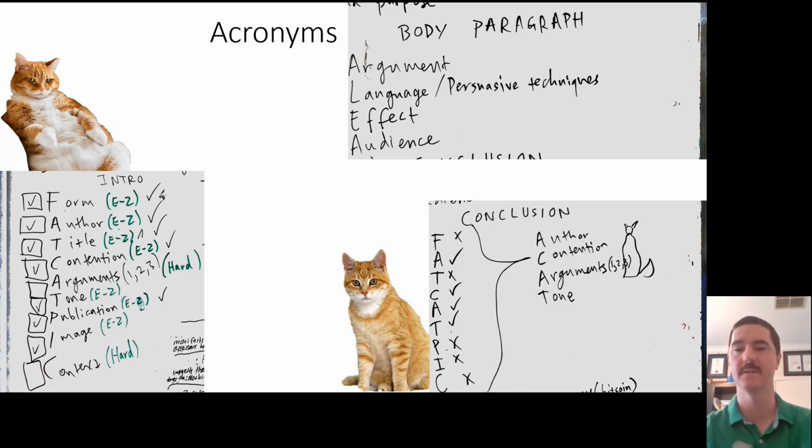Conclusion: author, contention, arguments, tone. Pretty simple, pretty short. Intro and conclusion, as long as you cover all the things you have to cover, there's not really an amazing example of a good or a bad one. So just sort of get it done and focus on the main comparative, not comparison, mind you, the main body of the text, which is where you show off your skills.